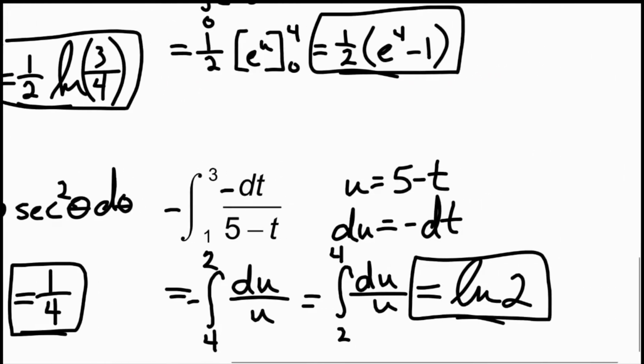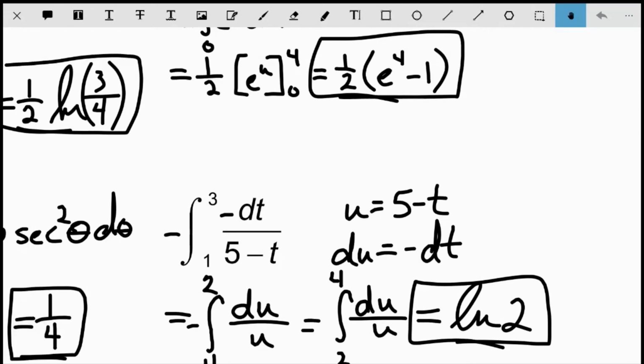This one, we've got dt over 5 minus t. You can see that I chose my u to be 5 minus t. My du is negative dt. So I needed a negative in the integral, so I put a negative outside again to make sure that I don't change the value of the integral. And now, when I do my substitution, I've got the negative of the integral from 4 to 2 of du over u. I could have solved it that way and it would have been totally fine.